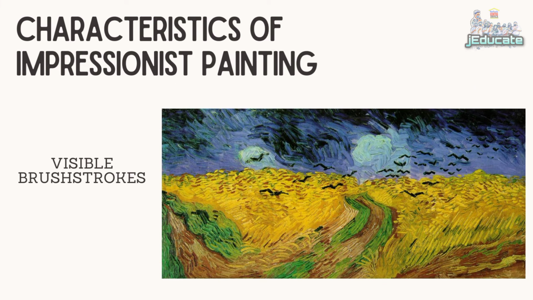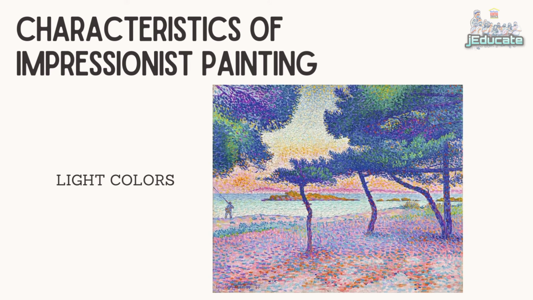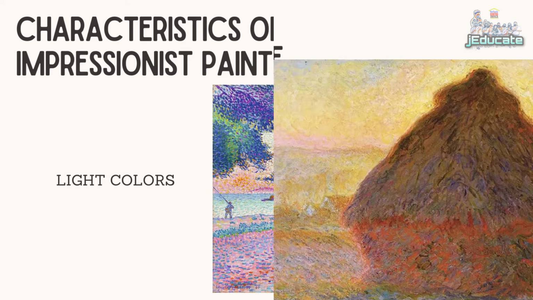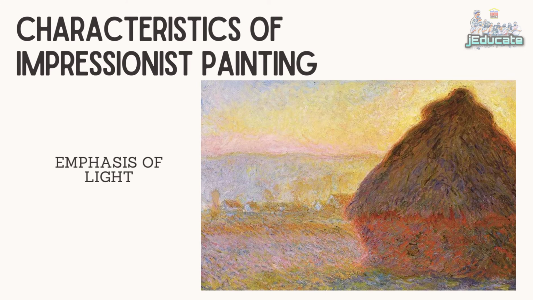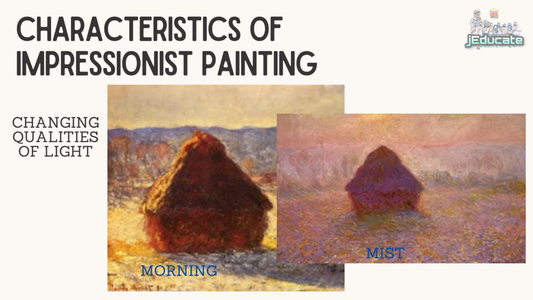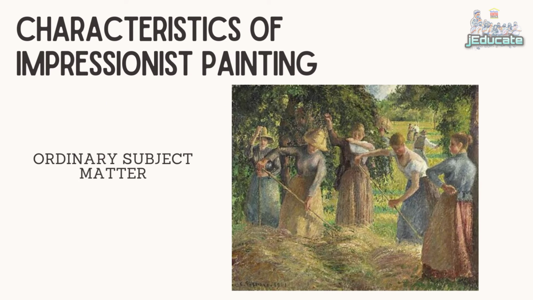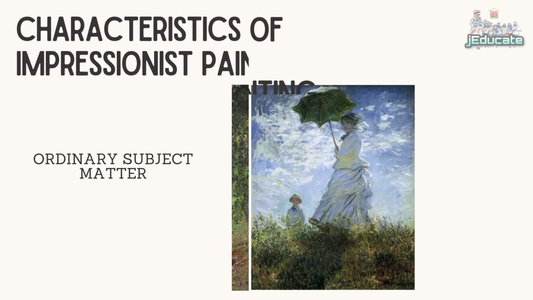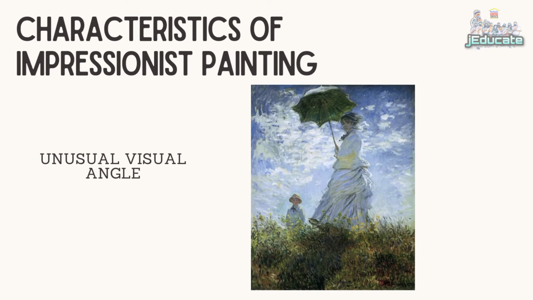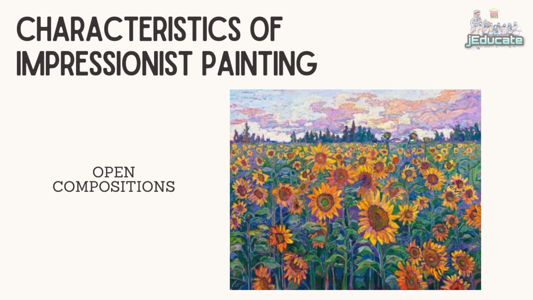Characteristics of Impressionist painting: visible brushstrokes, light colors, emphasis of light, changing qualities of light, ordinary subject matter, unusual visual angle, open compositions.